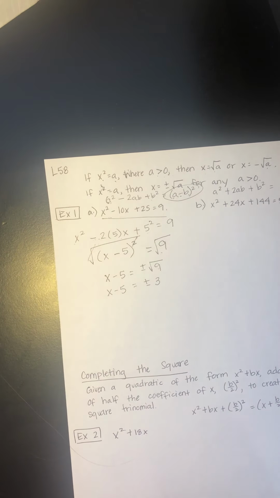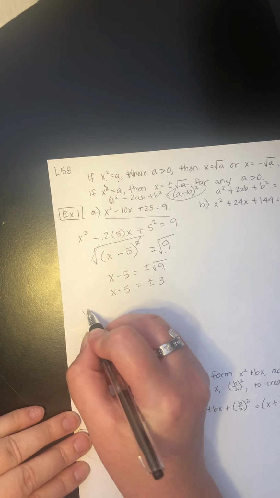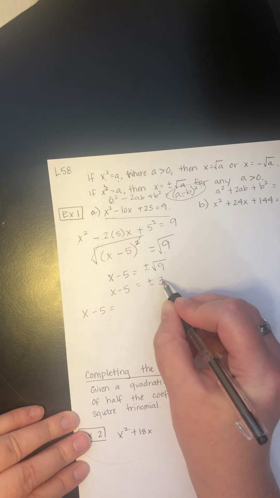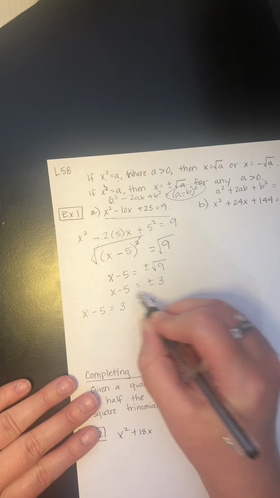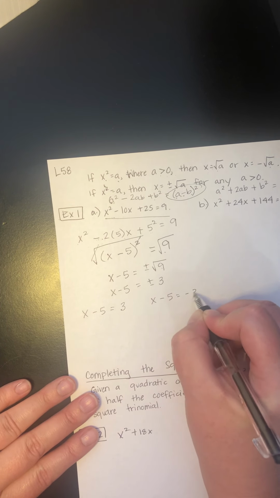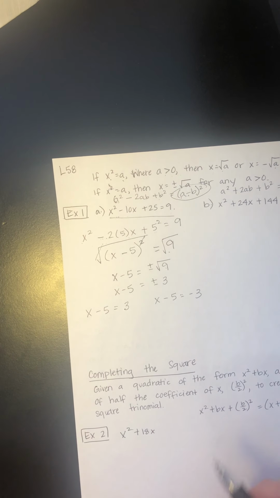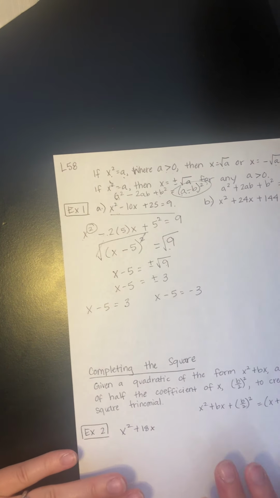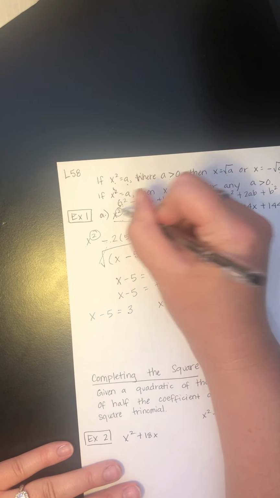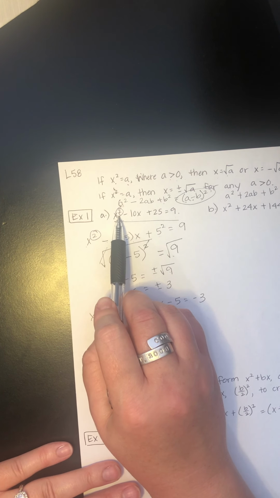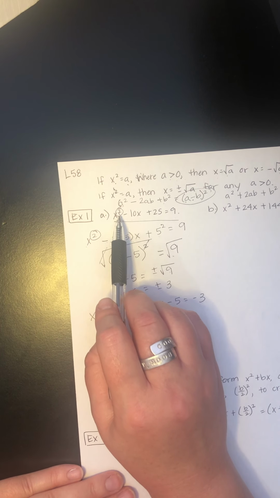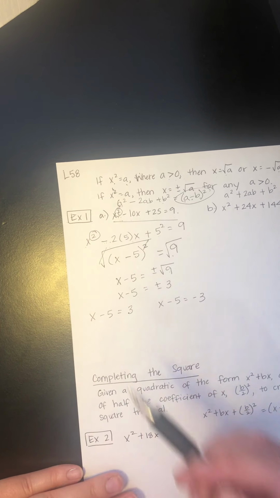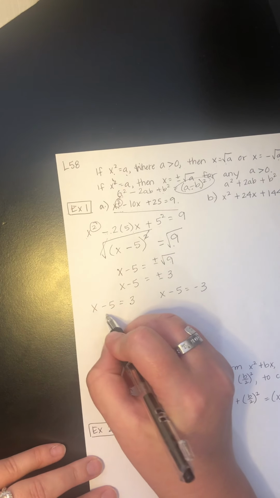To solve for x, let's write two equations down. x minus 5 equals the positive 3, and we'll be able to solve for x pretty simply. And then we'll do x minus 5 equals negative 3. You're going to have two answers. The exponent tells you how many answers you'll have, for the most part. There are some exemptions, but this 2 means we're going to have 2 answers for x.